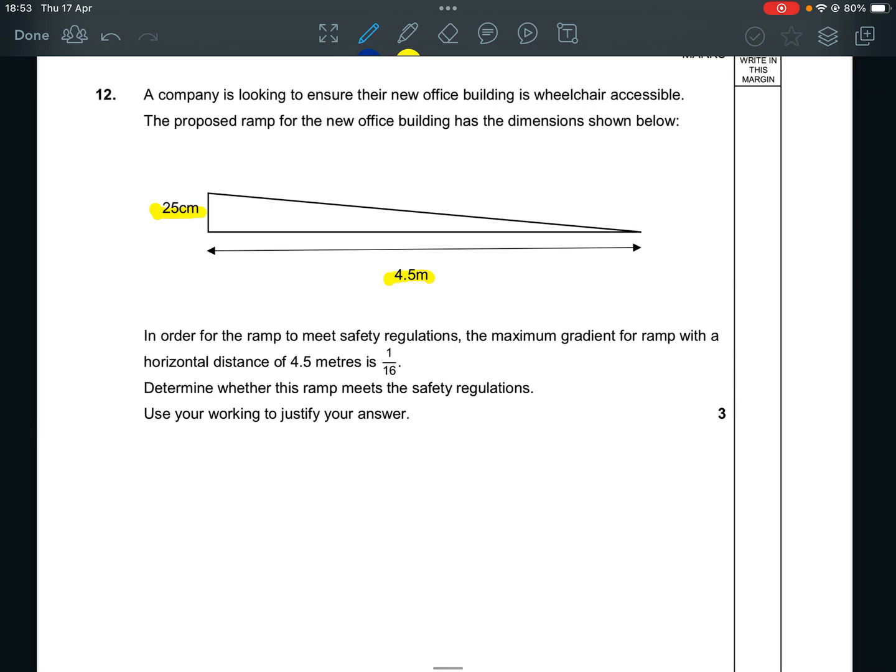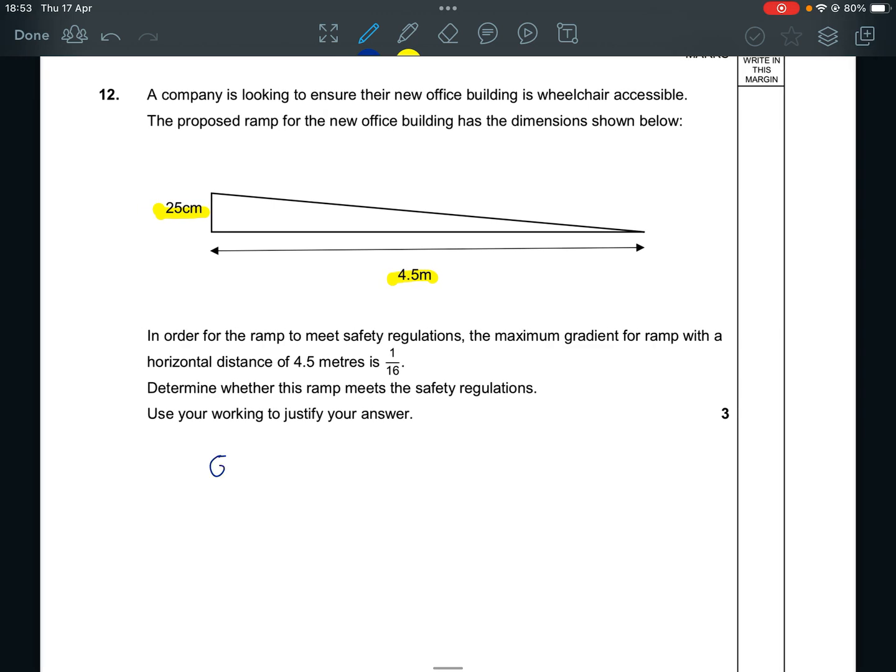So what you'll find is when you use it, you'll find the gradient is vertical over the horizontal, and that's 25 centimetres, and I'm going to turn this into 450 centimetres, okay? So there's 100 centimetres per metre. So we have an equation like this. Now obviously you're going to want to simplify this, okay?